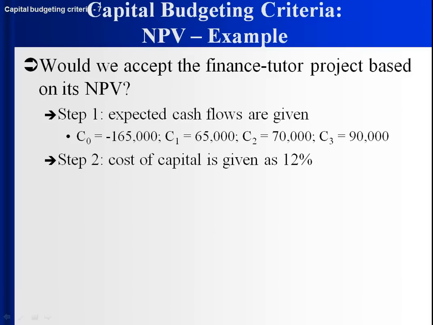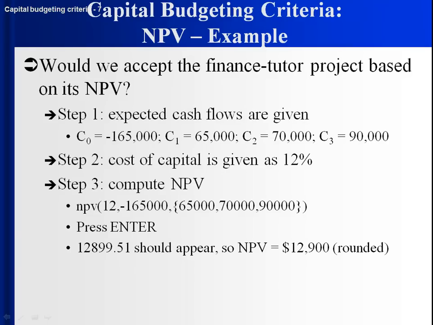So in this case, we've got our cash flows, we've got our cost of capital. So we go to the calculator, NPV open parentheses. Cost of capital is 12%. C0 negative 165,000, so negative 165,000. Again, don't forget the commas. Then you've got the brackets to say, okay, the rest of the three cash flows, the brackets, close the parentheses, hit enter, and you get the NPV.